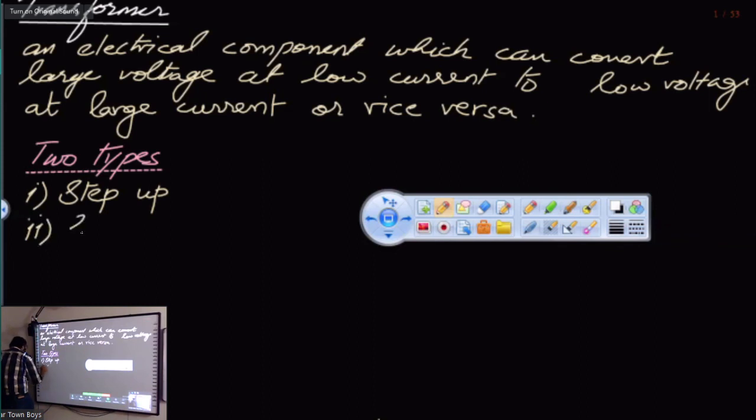the idea of how low voltage can be stepped up or large voltage can be stepped down.